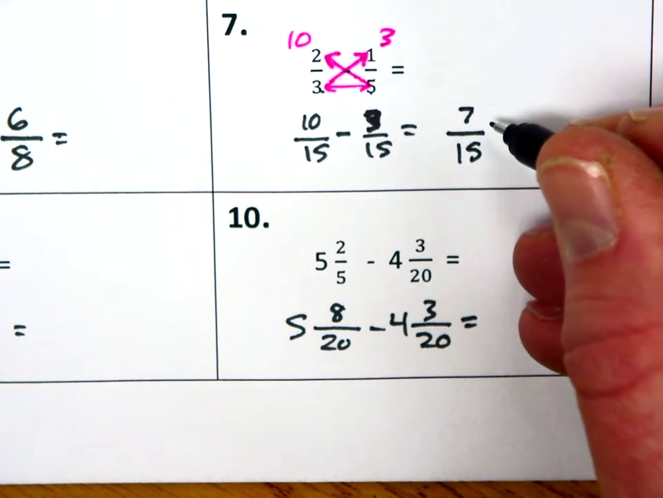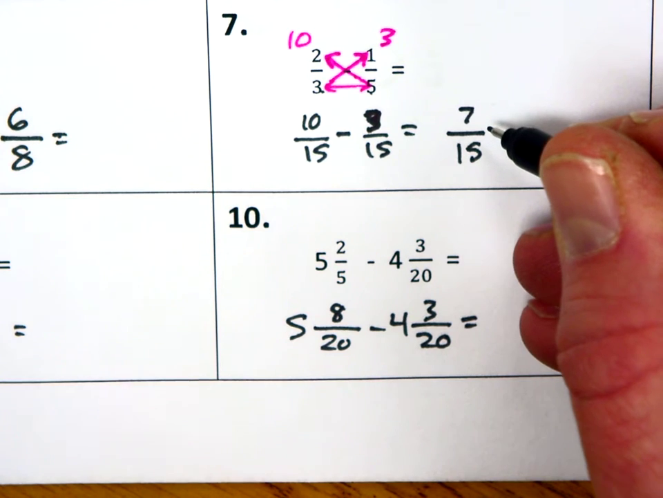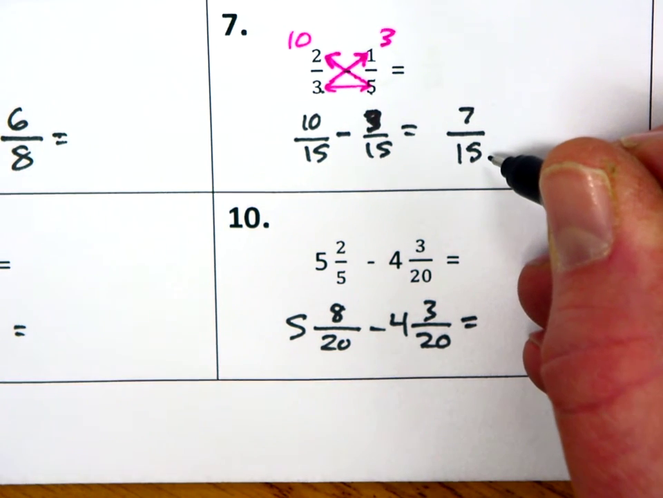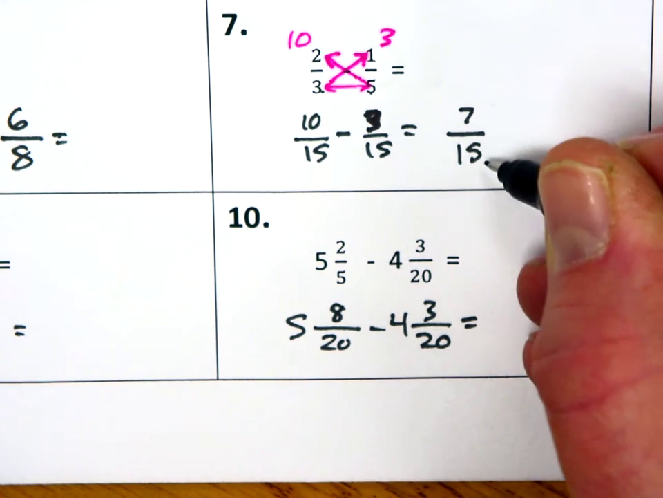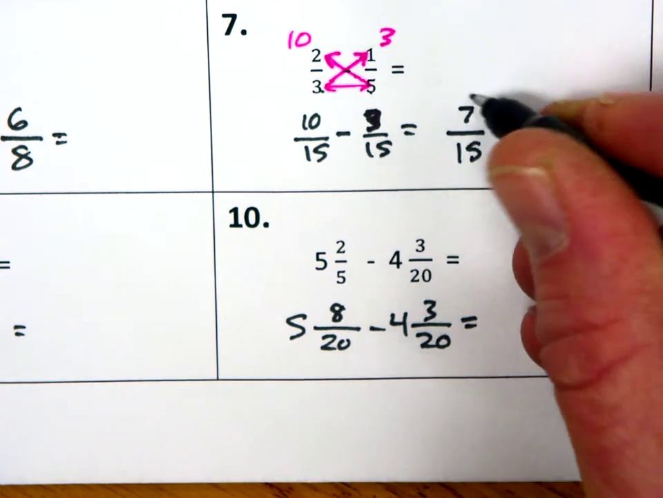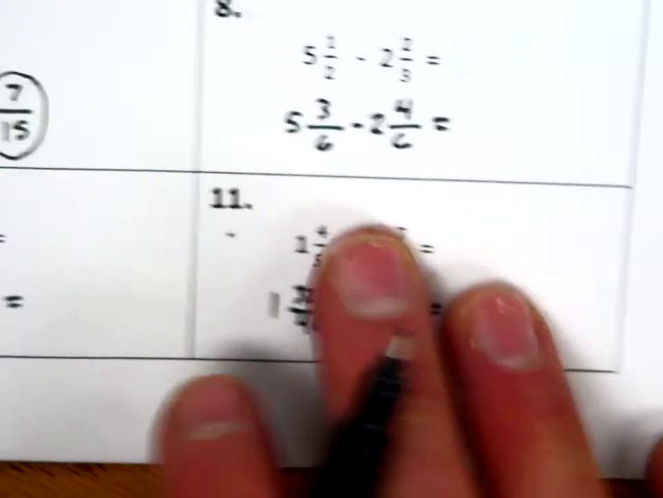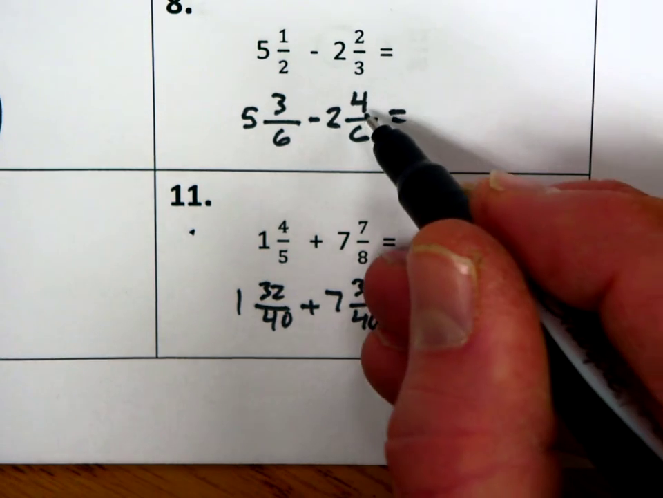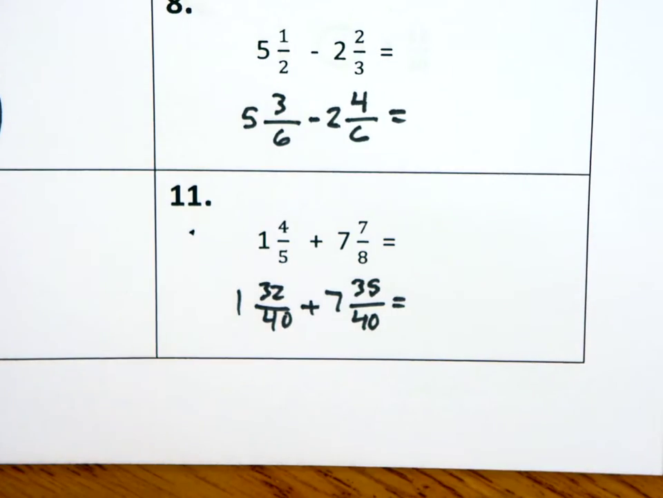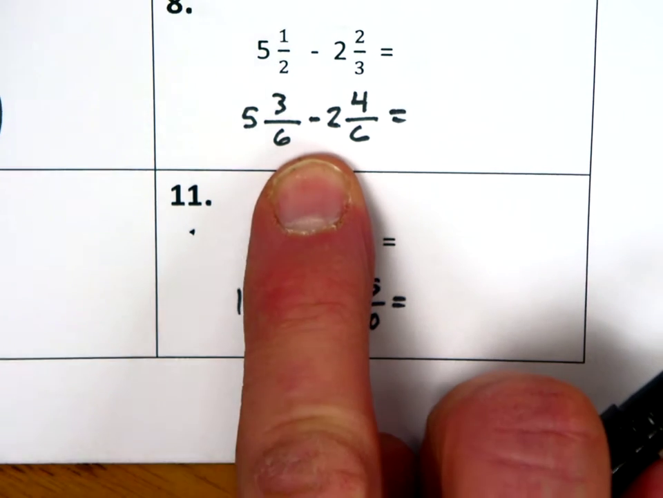Only 1 and 7 can multiply to make 7, and 7 cannot go into 15, and since 1 is the only number that goes into 15, 1 is the only thing that 7 and 15 both share. That's why it's a reduced fraction. This one here, I cannot take 4 from 3. So this is the first one where I'm going to have to work at borrowing.